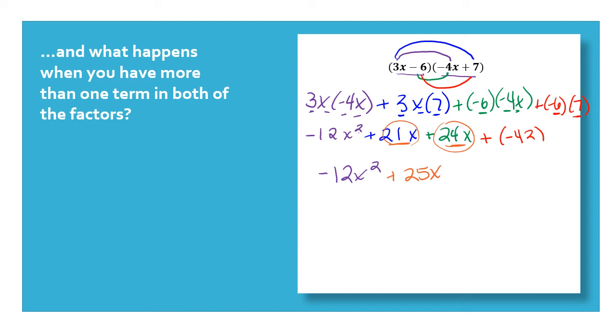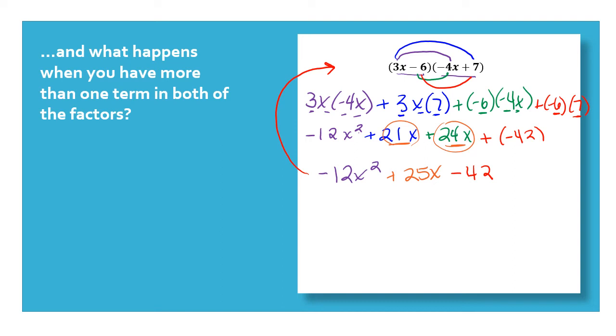And then the last thing I have is this plus negative 42. Well, this is a little messy having plus negative, so I'm going to get rid of the plus sign. I'm just going to make that minus 42. So what I've done here is I've written an expression using the distributive property that is equal to the expression that we started with, but now I've gotten rid of all of the parentheses and everything.